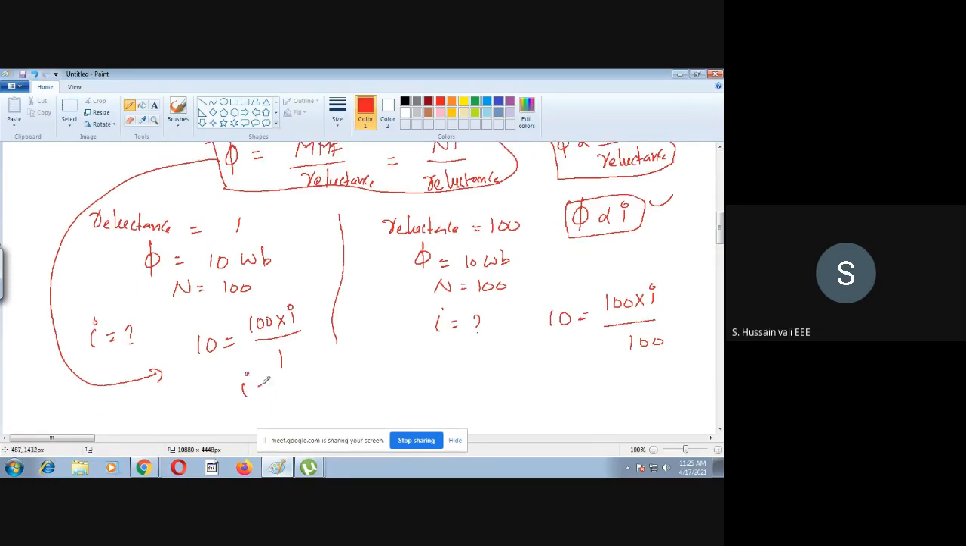So what is the I value in this case? It is 0.1 ampere. What is the I value in this case? It is 10 ampere. You see the difference now: I is 0.1 ampere here, and 10 ampere here. In which case do you require more current? That is the logic I'm asking, since everything is the same except reluctance.